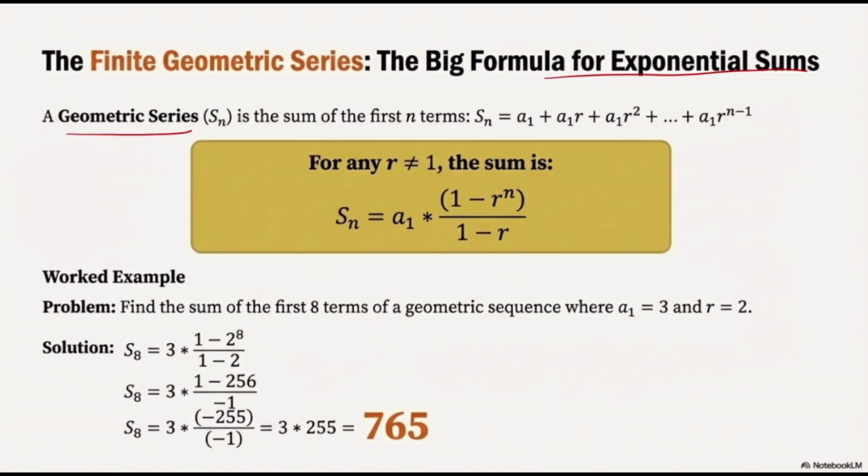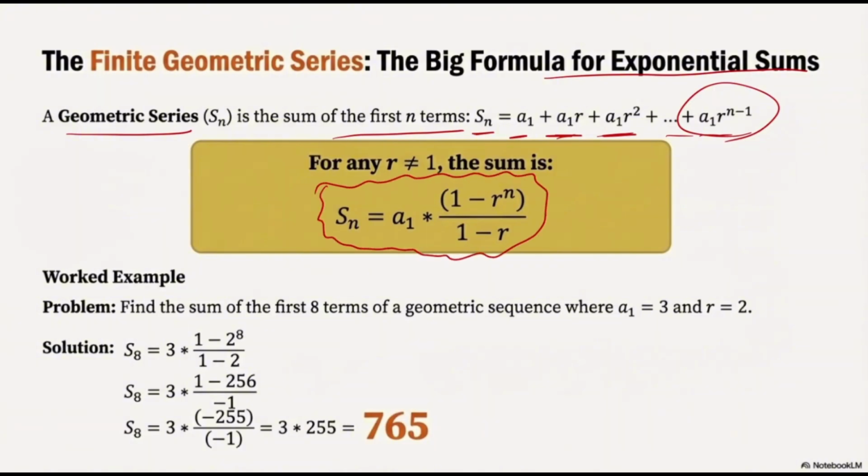The geometric series, or S of n, is the sum of the first n terms. S of n is a1 plus a1 times r plus a1 times r squared, up to a1 times r to the power of n subtracted by 1. How can we find that? Simple. The only thing that you have to do is memorize this formula: S of n, or the sum of all of these numbers from the beginning to the final, is a1 times 1 subtracted by your ratio to the power of n, divided by 1 minus r.